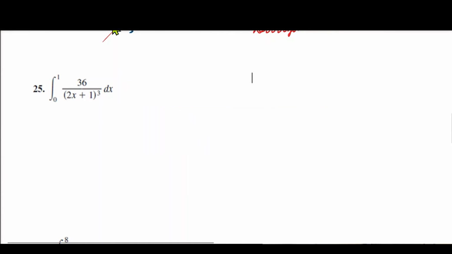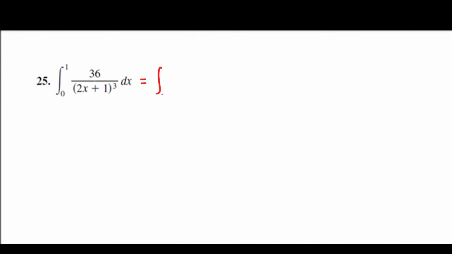Okay, this is how you're supposed to do it. Let's rewrite this so that it's easier for you to recognize. This is equal to the integral from 0 to 1 of 36 times (2x plus 1) to the negative third power. You get it?